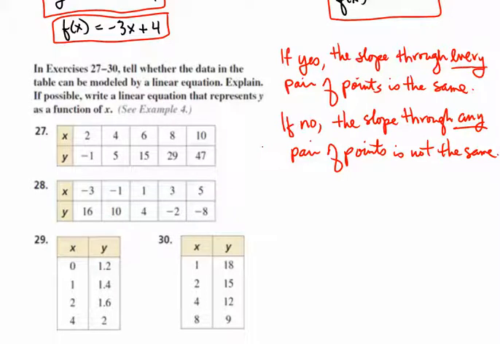And I should say any two pair of points, and for every two pair of points. Alright, so let's take a look at what we have here.